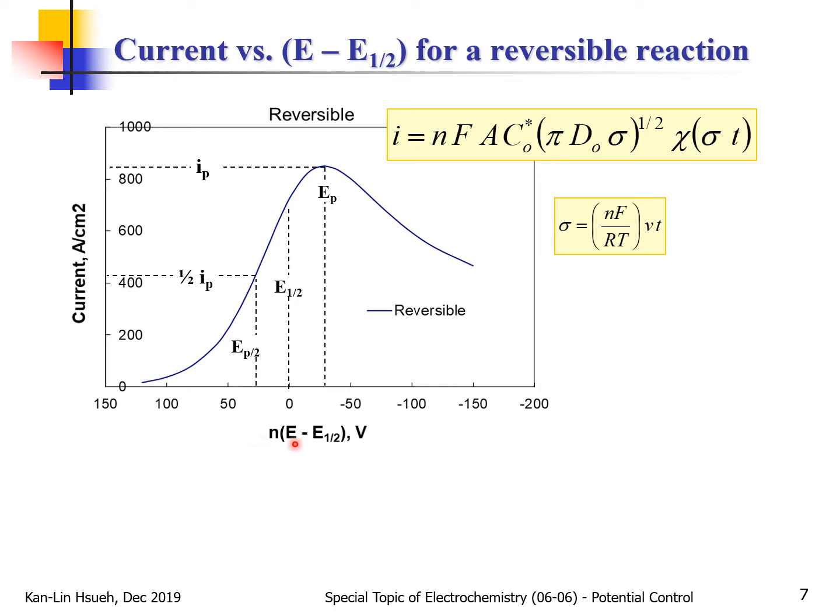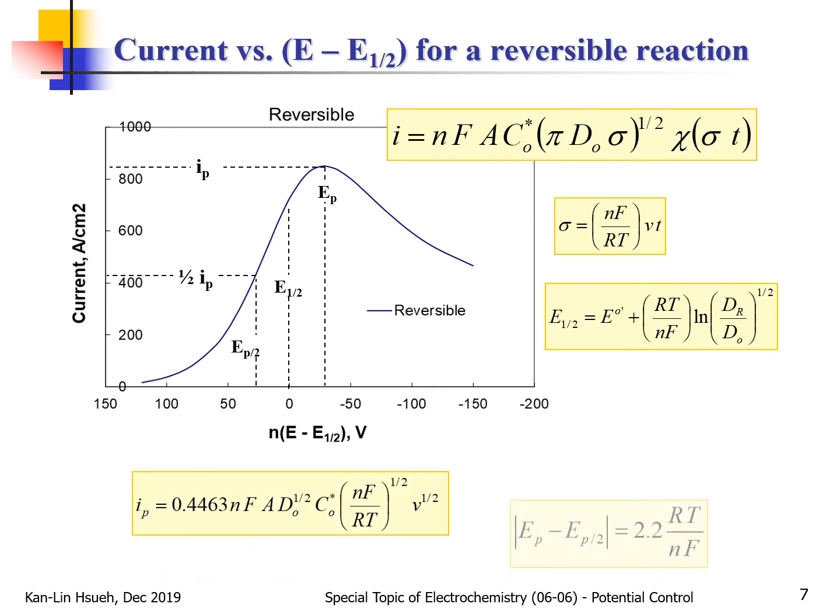So we plot E minus E half, and we can get this relationship, and then the E peak and the I peak, and at one half of the I peak, there's the E peak and half potential. These two potentials, the I peak and the E peak minus E half, have a unique relationship over here.